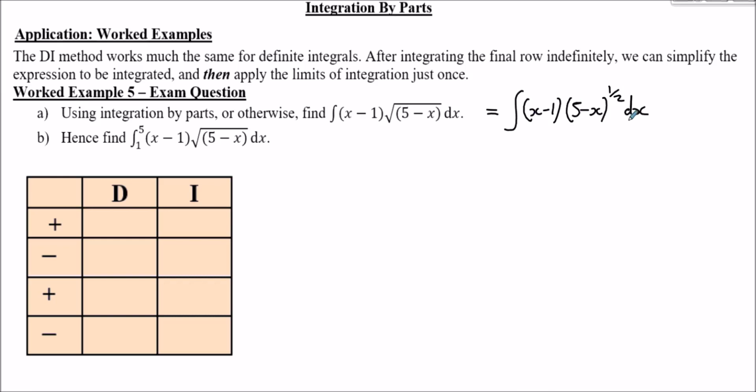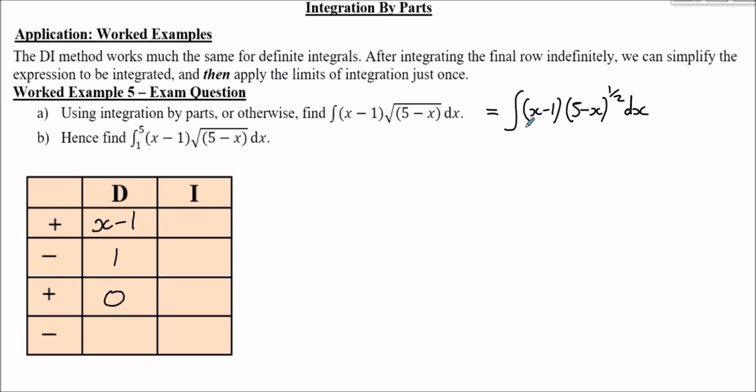So let's think about what LIATE tells us. There's definitely no log expressions there. Well, both of these are A. That's algebraic, and this is algebraic too. So which one do we go for? How do we know? Well, the general rule is put in the D column the one which will be easier and quicker to differentiate down to 0 eventually if needed. So the easier one to differentiate would be x minus 1. X minus 1 would differentiate to 1, which would differentiate down to 0.